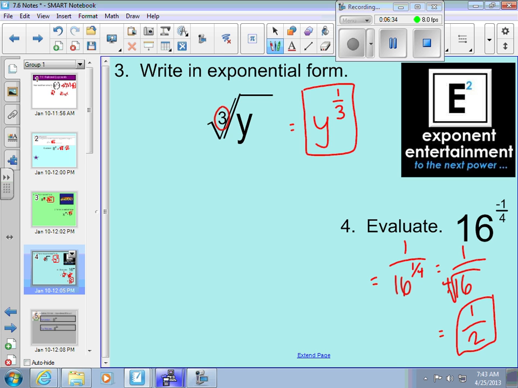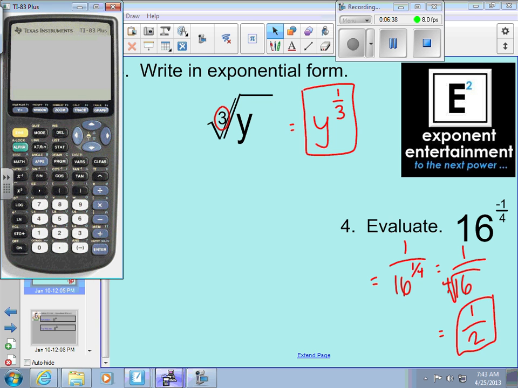Also on this one, you could just take the original problem and put it right in your calculator and you should be able to evaluate it. So if you do 16 to the negative 1/4 power, and again, anytime you're doing a fractional power, make sure you put it in parentheses, 16 to the negative 1/4 power should give us 1/2. Yep, 0.5 or 1/2. So if it's just numbers, you can just evaluate it right with your calculator.